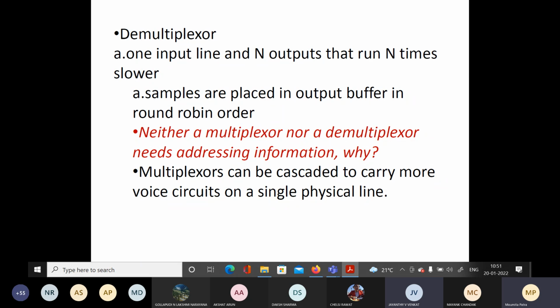And the last one is that there can be multiplexers in series to carry more and more voice circuits on a single physical line. So this was an example where only one multiplexer is there. Now you can have more and more multiplexers so that you can carry more and more data. Okay, so this is one thing.